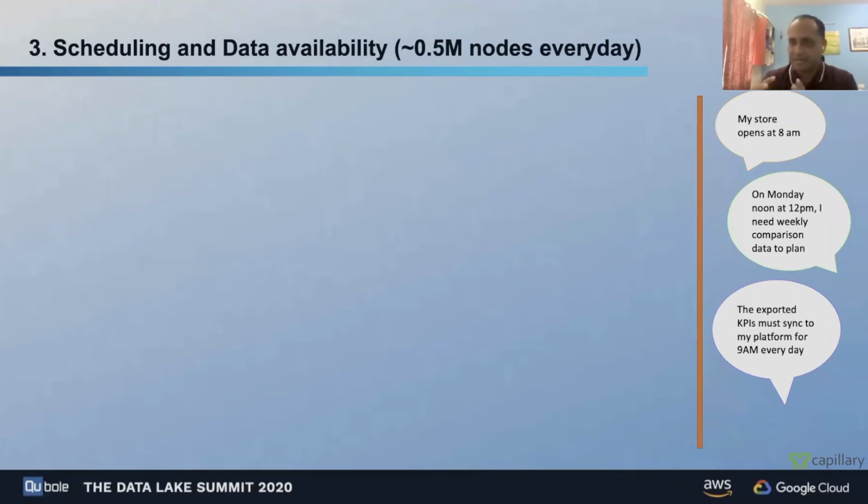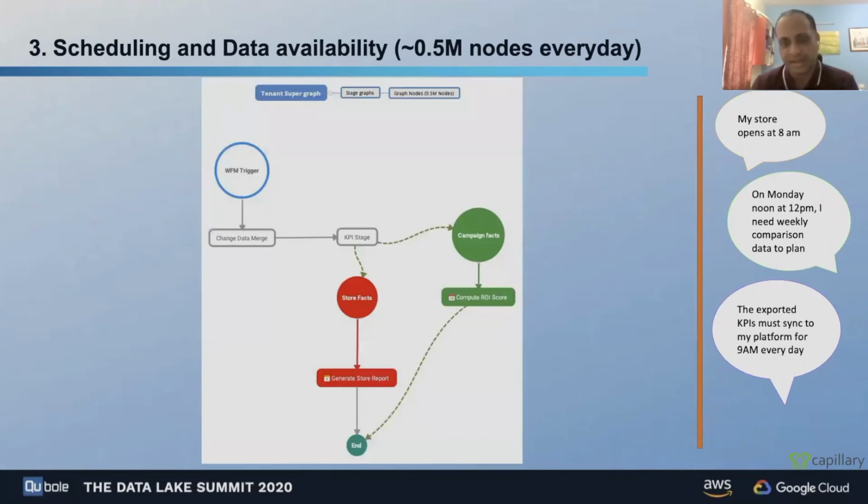Then there are, particularly in case of super enterprises, where the enterprises are syncing the data from our data lake to their platform, they would want all KPIs to sync at 9 a.m. in the morning. So the fact to note here is that everybody has different use cases and they're sensitive to the time when they need it. Now, in our case, the workflow manager on every day generates about 500,000 nodes.